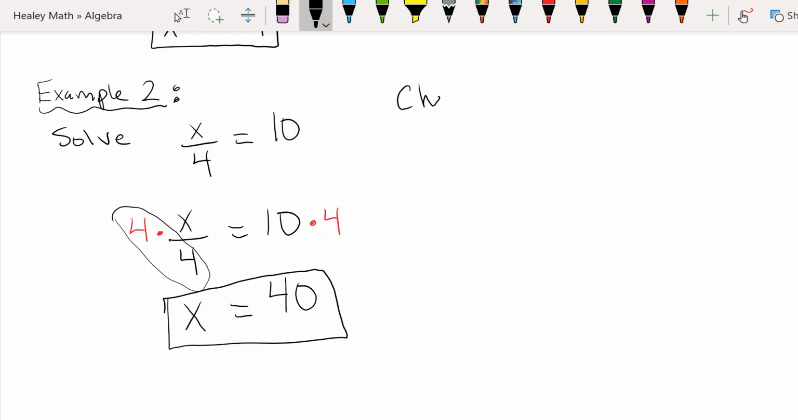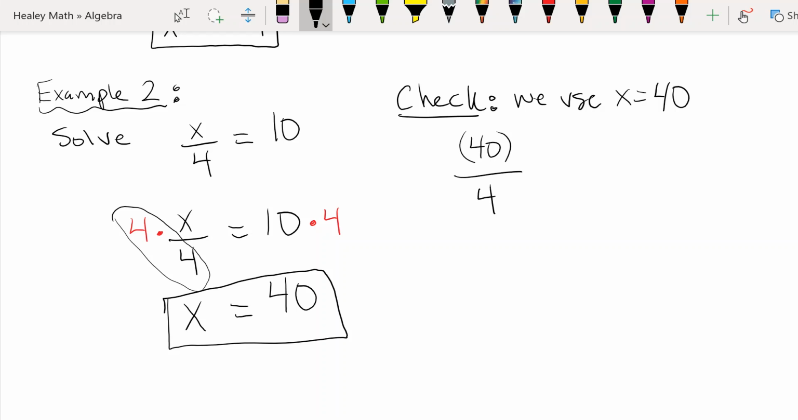To check our answer, we can use x is equal to 40 and substitute it into our original equation. Instead of x, we plug in 40 divided by 4 is equal to 10. And indeed, the left side equals the right side, and our answer is correct.